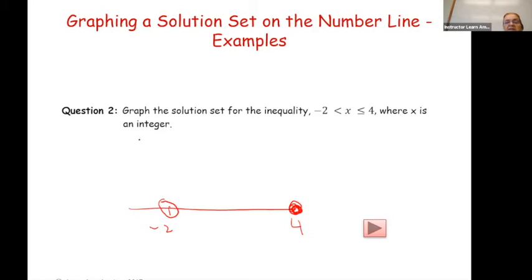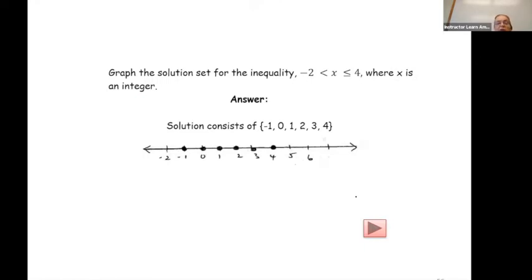If x is an integer, we're going to include all of the integers between these. If it's a real number, then we would shade in the entire thing. But in this case, we have just an integer, so we have -2 not included. It's an integer, so it's not shown. We have the -1, 0, 1, 2, 3, and 4. 4 is included, so we see it on our answer.